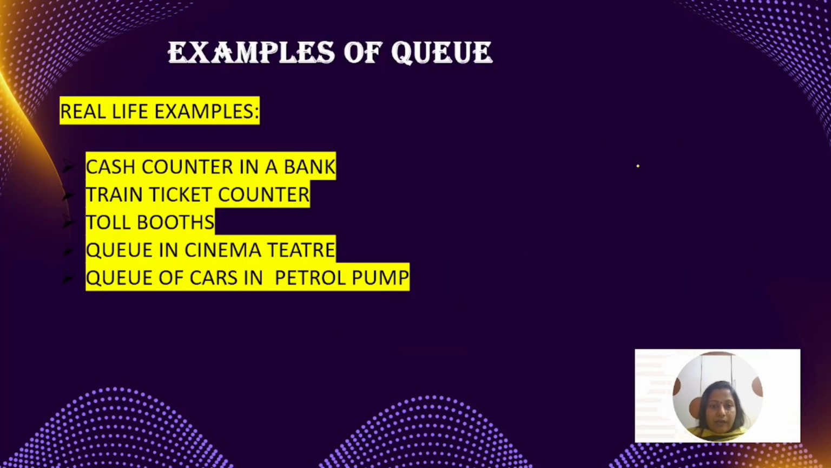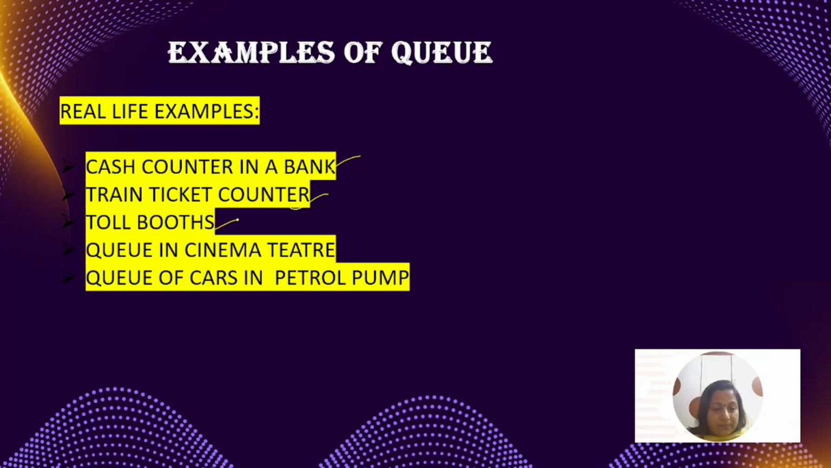Okay. And what are the examples of queue in real life? When you take a real life example, the best example is if you go to school or college, the morning assembly. How you are standing, like a queue only you are standing, right? So that is an example of queue. Another one you can check is the cash counter in a bank and the train ticket counter. If you want to take out a ticket, you have to follow the queue.